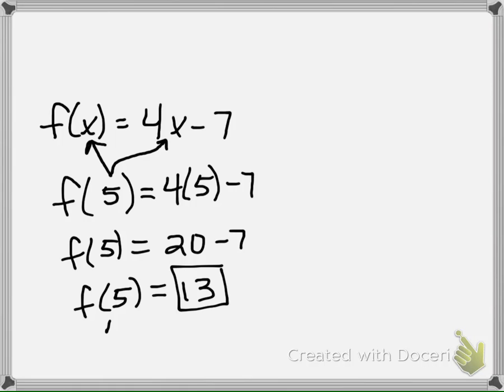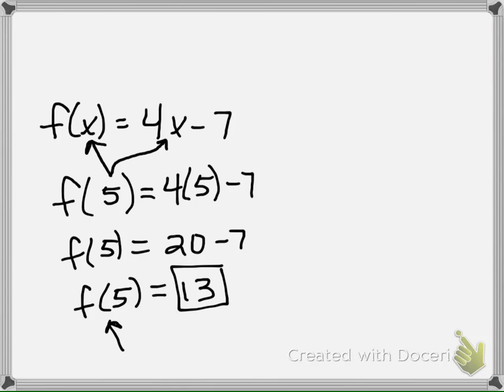Notice, I still have f of 5 over here. I didn't move the 5 to the other side because that's part of the f. My answer is 13. My answer is on the other side. I still have f of 5 over there. All I did was put the 5 in for the x and solve for the answer.